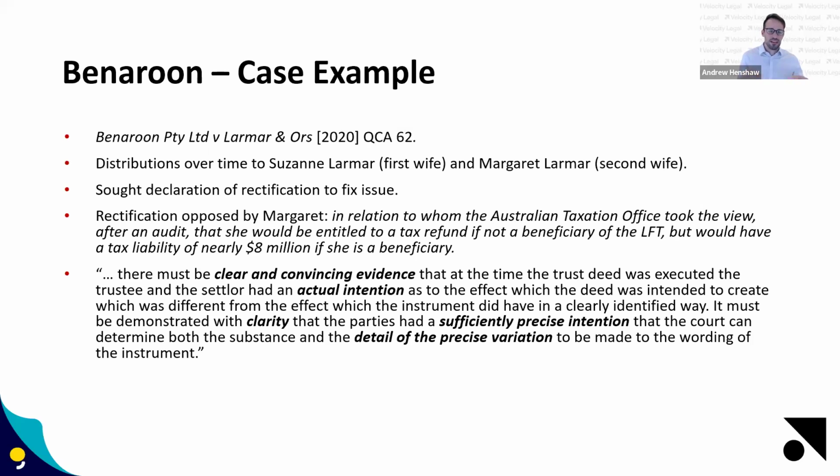Because you've got to think, the trust was set up in 1977. Mr. Lamar and his first wife are together. Was it really intended that if Mr. Lamar got divorced, got repartnered, that new partner would be a beneficiary of the trust? And the bar for rectification is quite high. Essentially, you need clear and convincing evidence of your actual intention. So the court said, well, I don't know. We're not satisfied. So it failed, essentially.